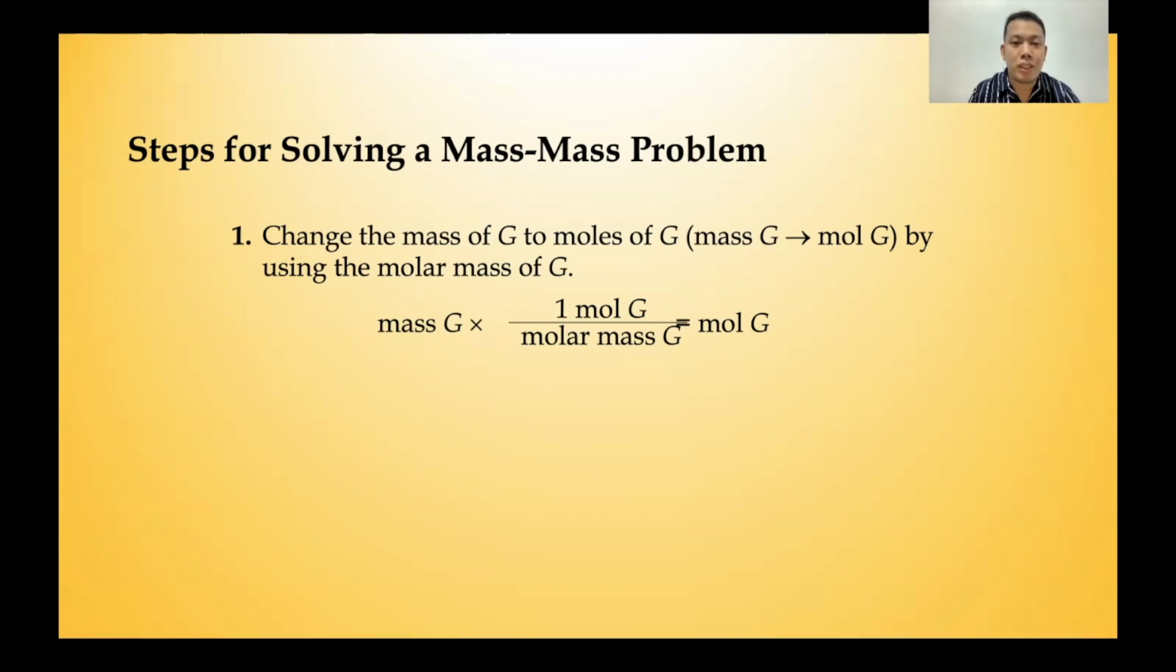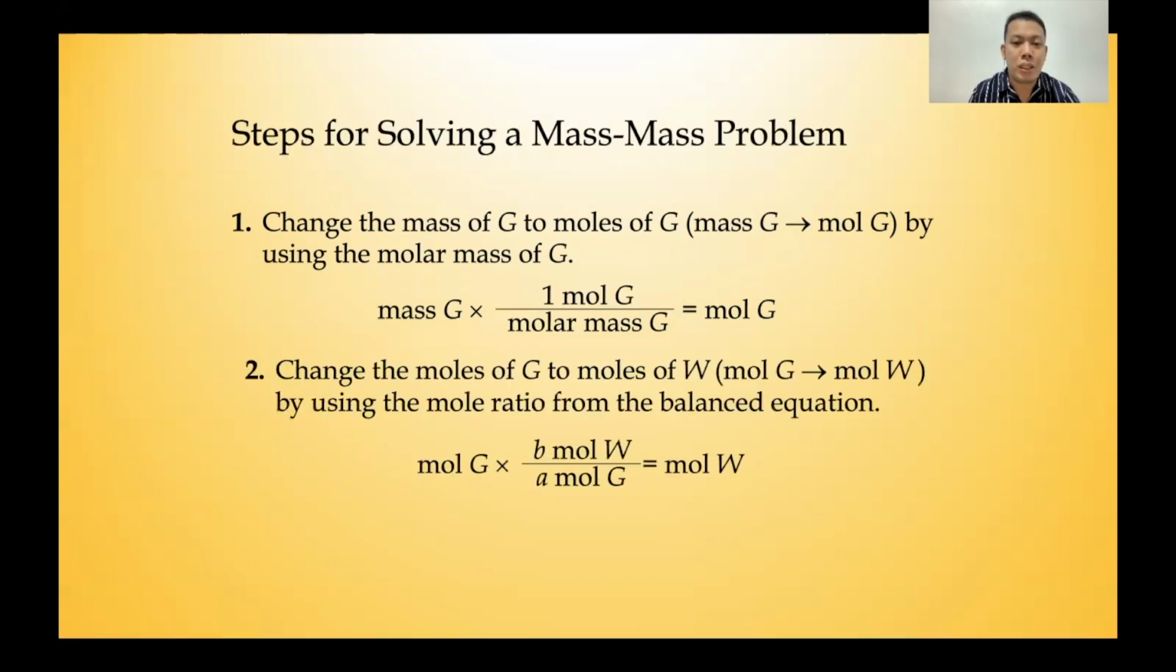So that means mass to mole of the given is done by using the molar mass of the given. So mass of the given times 1 mole of the given over molar mass, you can get the mole of the given. For example, let's say 5 grams of sodium chloride. So what's the molar mass of sodium chloride? The unit of the molar mass is gram per mole.